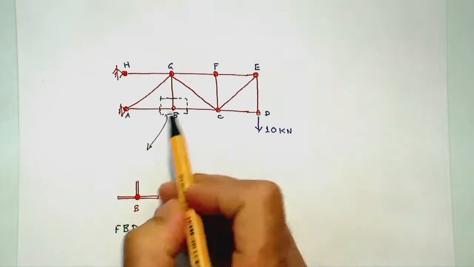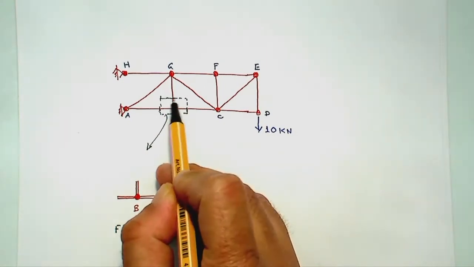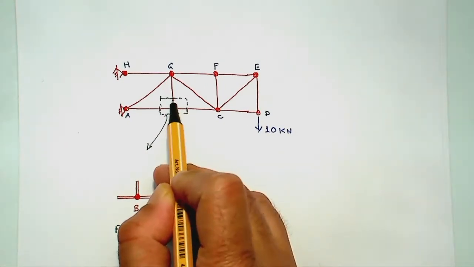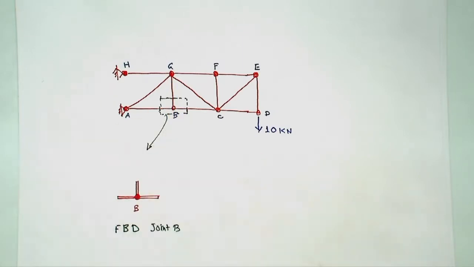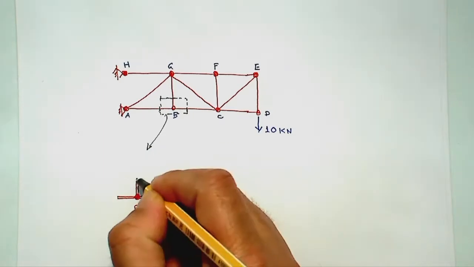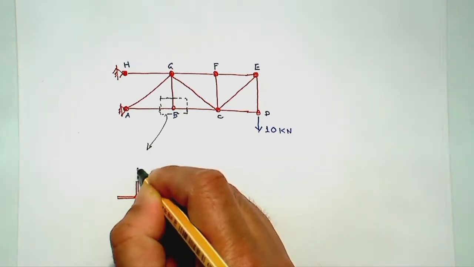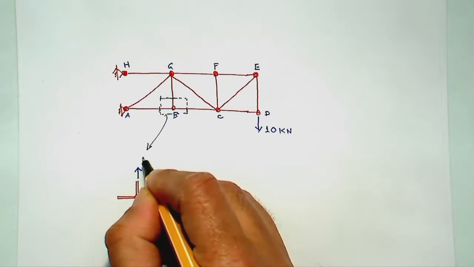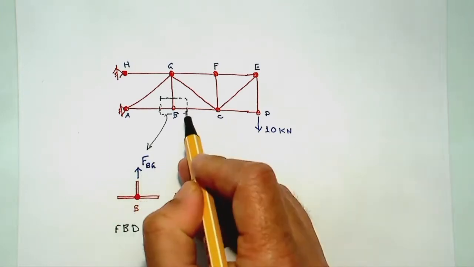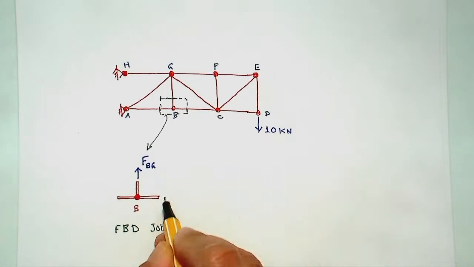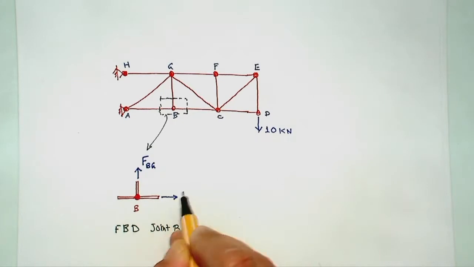Now when you have isolated, you have to consider where you have made this virtual cut. So you have made a virtual cut in member BG. So there is a possibility that at that point there is an internal force within that member. Let's say that force is F_BG. I have made also another cut here. So there is a possibility of a force F_BC.